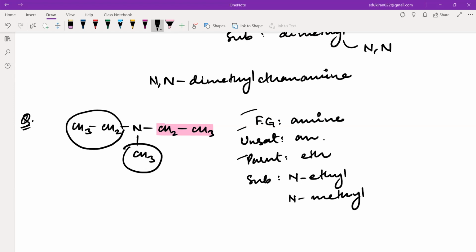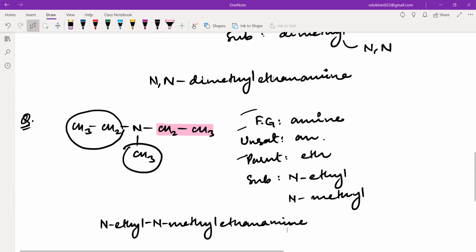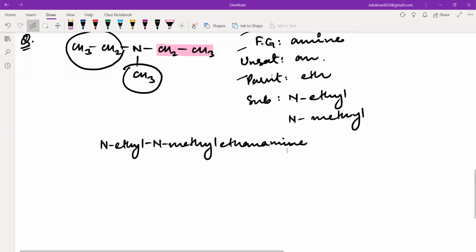So the name will be, now you have to keep in mind when you're writing the substituents, the alphabetical order. So Eth, the E comes first. That is why it will be N-ethyl. Then there will be N-methyl. N-ethyl, N-methyl, ethanamine. Ethanamine. Okay, is that clear, yes or no? Yes, sir. Right, next question.